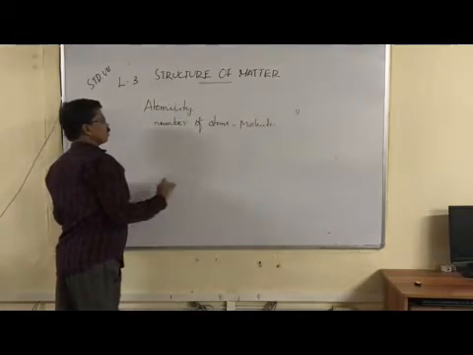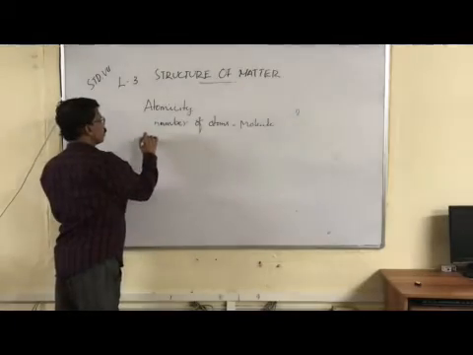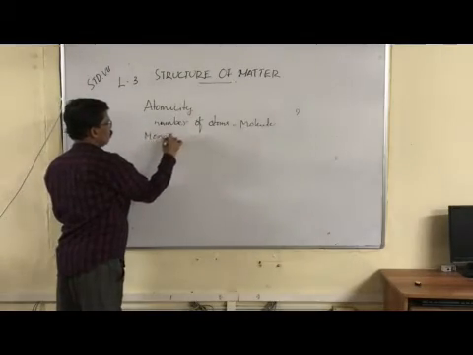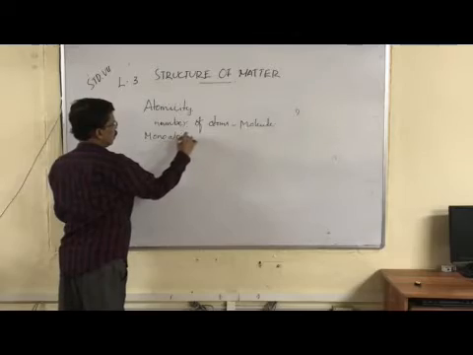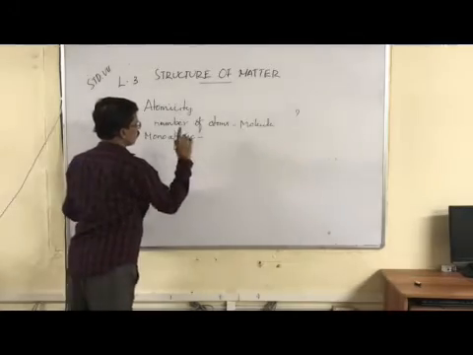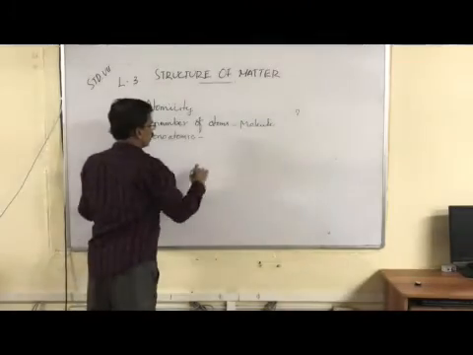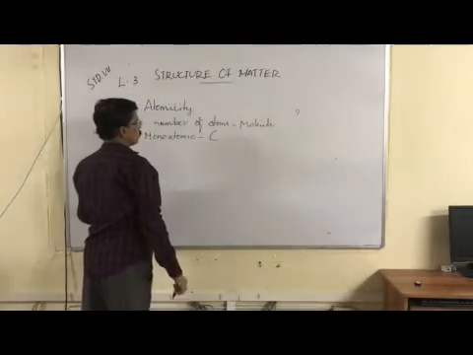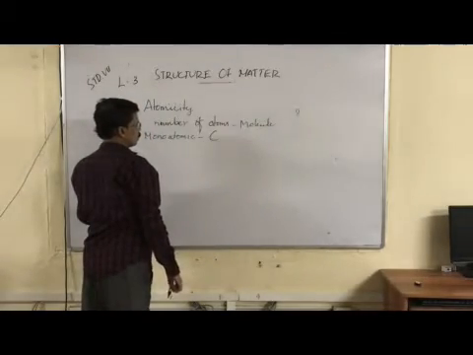There are two or three types of atomicity. We can say monoatomic. In monoatomic, there is only one atom. For example, carbon.